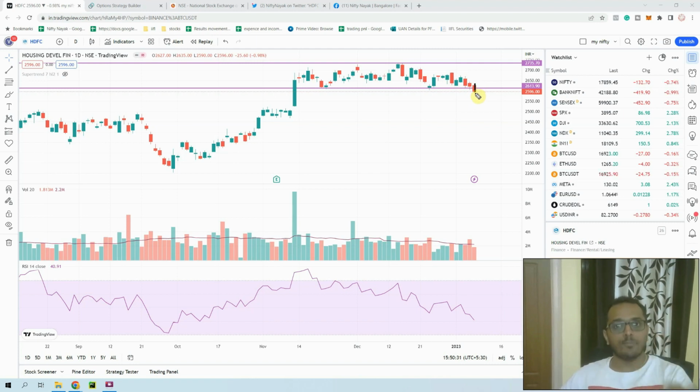Is that the confirmation for you to take a short trade? No. Okay, so you wait for a follow through. Whenever you are trading using support and resistances, you don't just wait for the breakout or breakdown. You should see whether there is follow through or not. Only a follow through candle will give you the confirmation that you can take the trade.